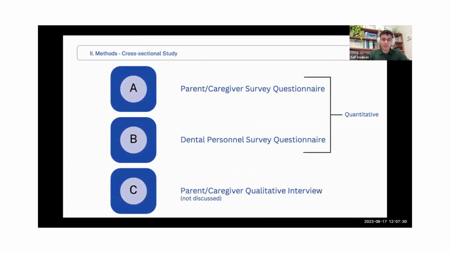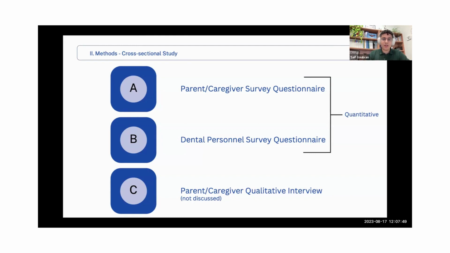So our project had 3 parts to this. The first 2 were quantitative, and the final part was qualitative. The first was a parent caregiver survey questionnaire. The second was a dental personnel survey questionnaire, and the final was a parent caregiver qualitative interview that we're not going to dive into just in this presentation.